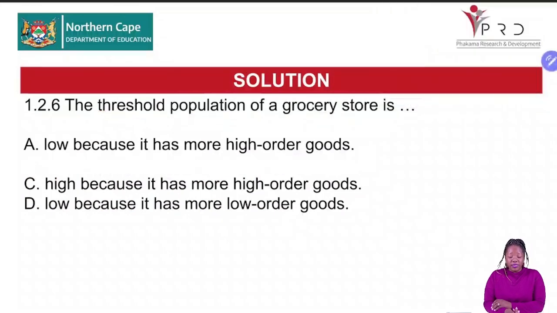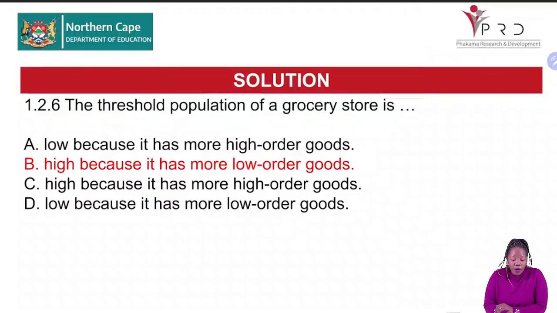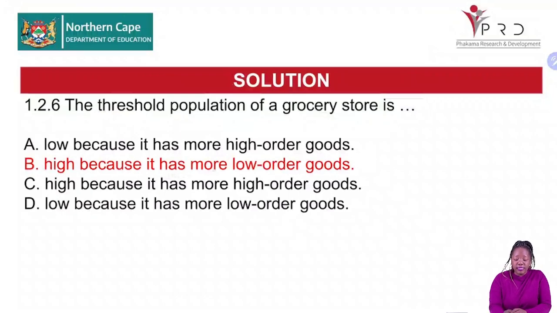Hoping that we are all done. So looking at our best option there, it's option B. So our option B, the threshold population of a grocery store is high because it has more low order goods. Remember, we are talking about the grocery stores where we buy our daily products like your bread, your milk. So therefore, it is cheaper. It needs a lot of people to buy them. So hence the answer there, it is high because it has more low order goods.